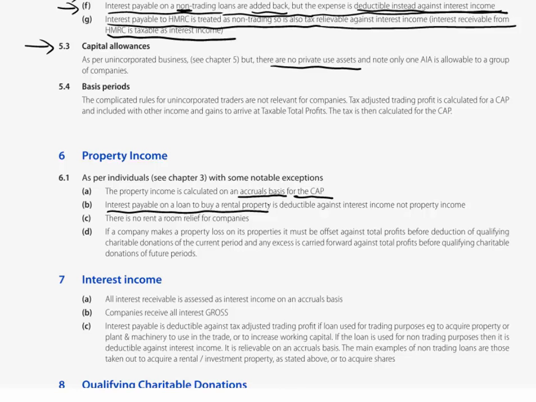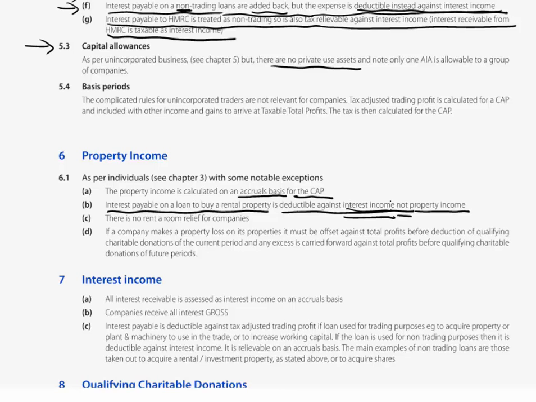Now, if we were dealing with income tax and looking at property income, then any interest payable on the loan taken out to buy such a rental property would be an expense to set against the rental income. Not so in corporate tax. Instead, in corporate tax, any interest payable on non-trading loans, of which this is the primary example, a loan taken out to buy a rental property, is deductible against interest income, not property income. It goes against interest income.